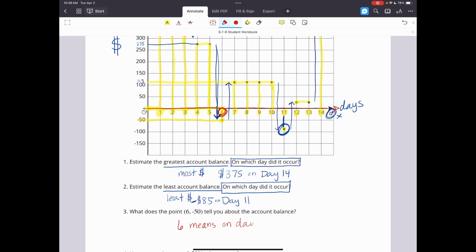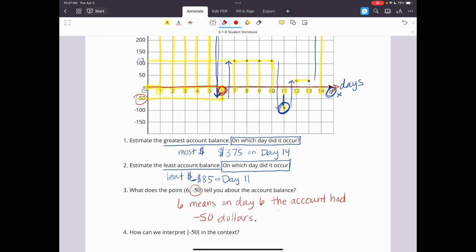on day 6, the account had, and that -50, when we drop to that -50 mark, that's on the money axis. So -50 means -$50 in the account. The account had -$50. Sorry, I didn't realize I'd already put a count. So that -50, we're looking at where it lines up with on the axis, and that axis tells me that it's the dollars, the account balance.